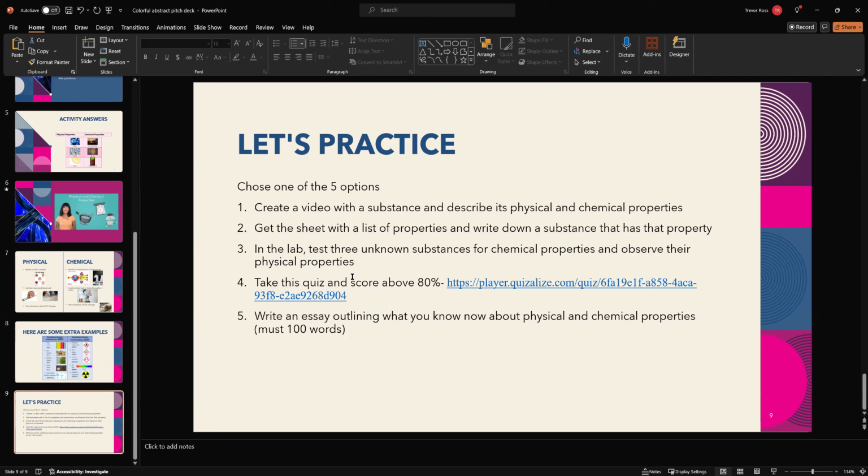The next one, you could take this quiz and you need to score above an 80%. I'm actually going to go over this one last because I'm going to show you what you can do on this quiz, which is pretty cool. And last, you can write an essay outlining what you know now about physical and chemical properties. So just write out what you know. Write out some of the differences, some of the similarities, some of the properties of physical and chemical properties that you know, maybe some examples. Whatever you can think of, just show me what you know in about 100 words.